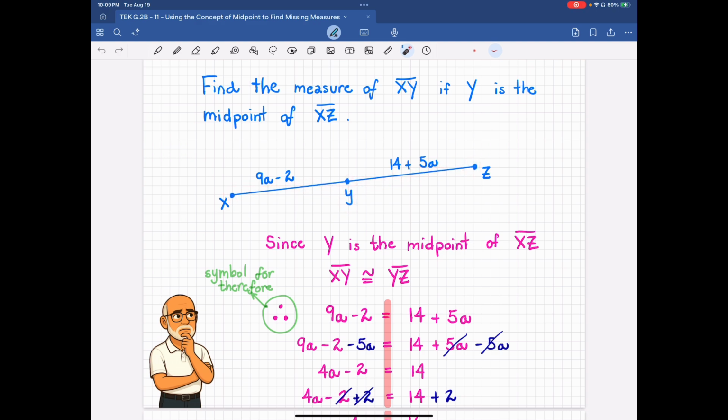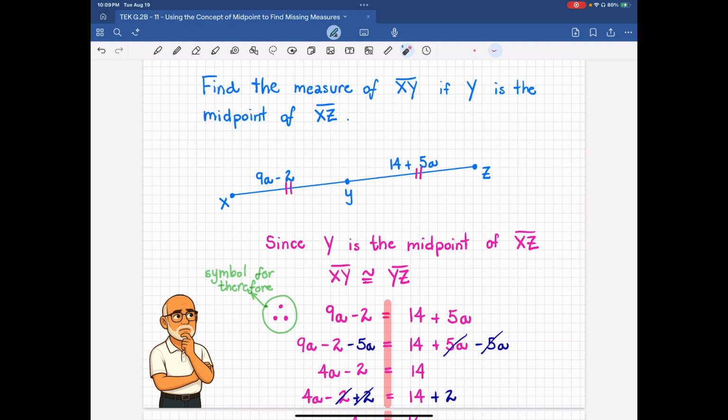Now, you have to remember what a midpoint is. You know that a midpoint breaks that line segment up into congruent segments. So you know that this segment here is congruent to this segment here. It is given to us that XY is 9a minus 2 and YZ is 14 plus 5a.